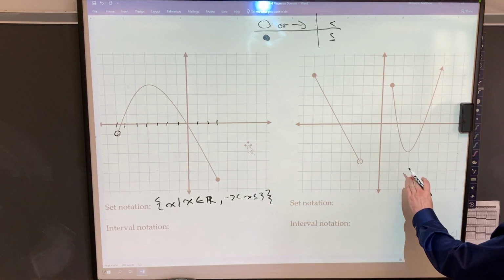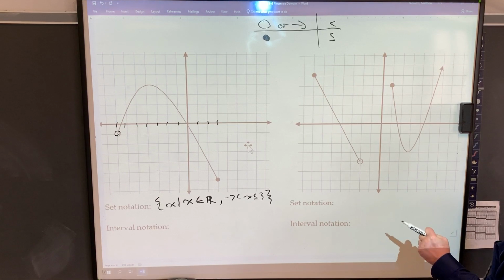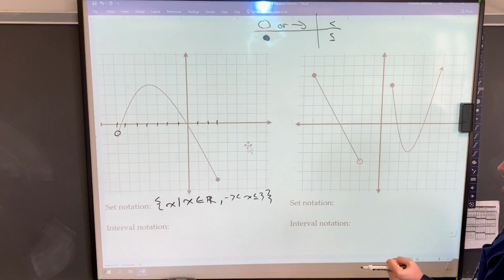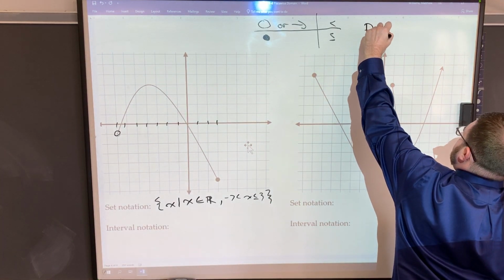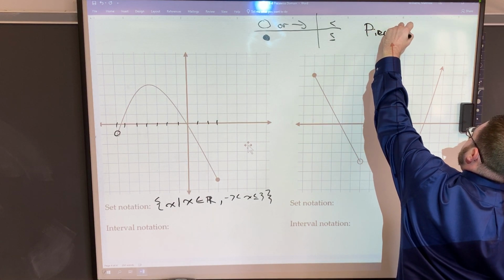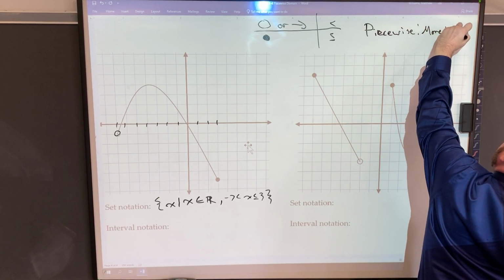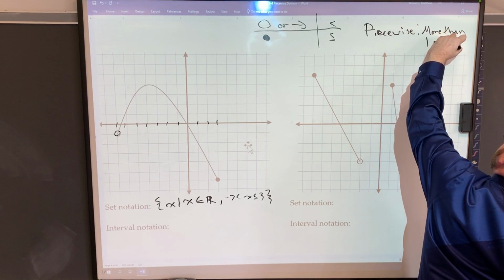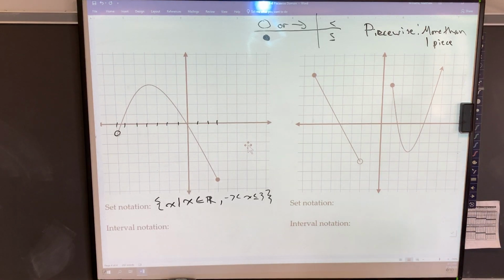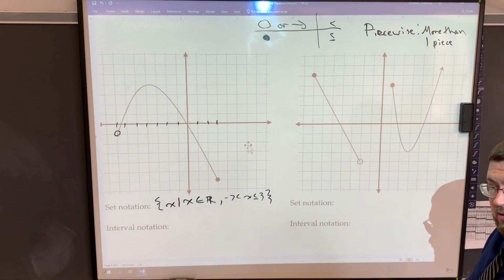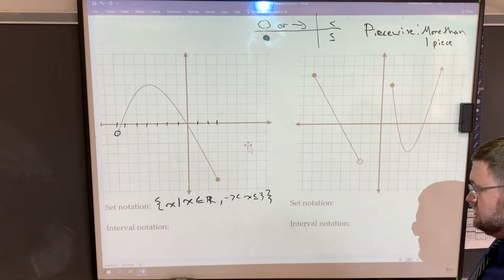Over here on this next one, we'll see that we have a different type of function. You've never seen one like this before. This is called a piecewise function. A piecewise function has more than one piece. We're going to be talking about how to graph these in a couple of weeks. So we need to be able to write the domain for these. You have an example of how to write it on the notes that you were given.